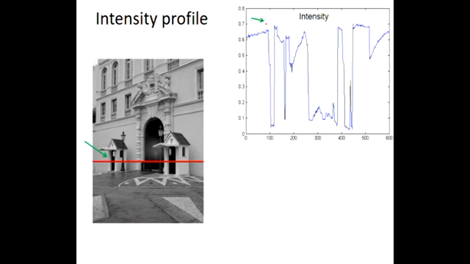Then this dot corresponds to this depth discontinuity on the left side of the guardhouse. And you can see that you don't see much of a difference compared to other pixels that aren't on a boundary.